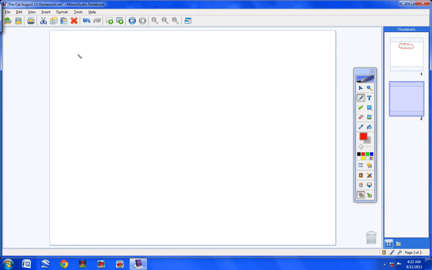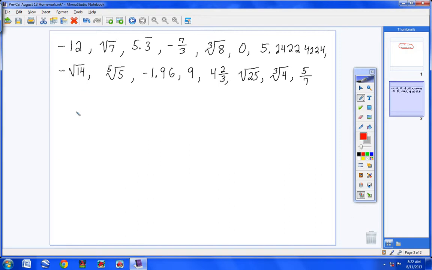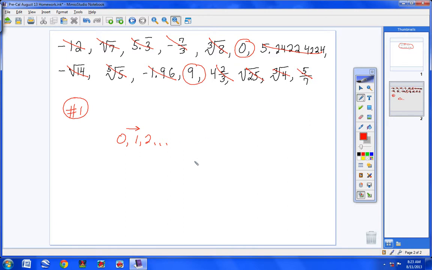Alright, number 1. Number 1 says for you to find which numbers are the whole numbers. Based on the definition that I gave you, whole numbers start at the number 0 and proceed to the right. So 0, 1, 2, etc. The negative numbers do not count. So the whole numbers in this list of numbers are 0 and 9.